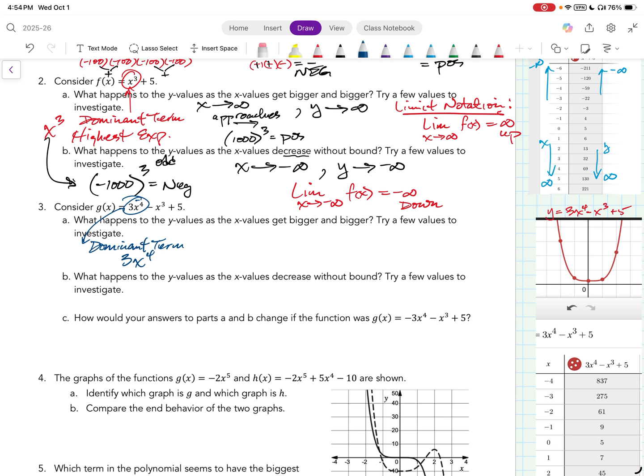When x is like 1,000 or a million or a billion, you take a billion to the fourth, that's way bigger than a billion to the third. You can check it out in your calculator if you want to take a look at it, okay?